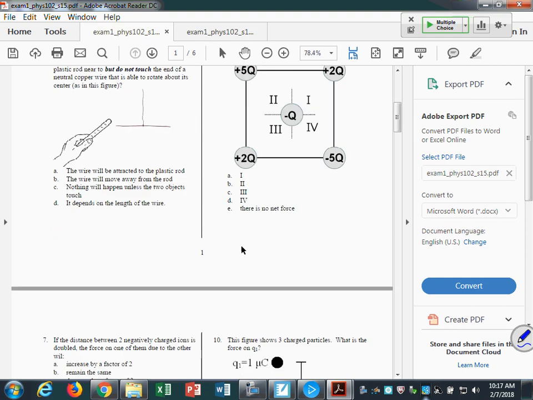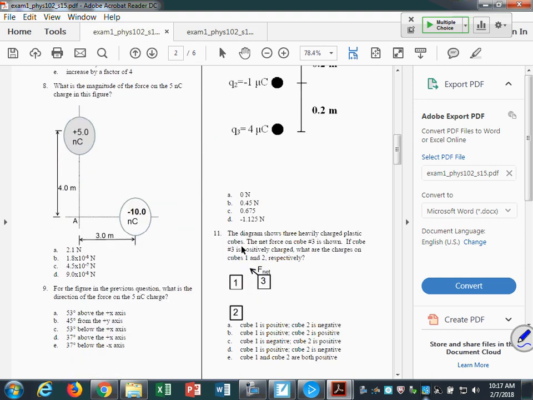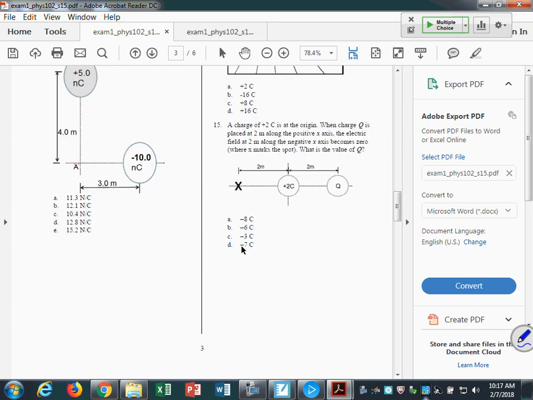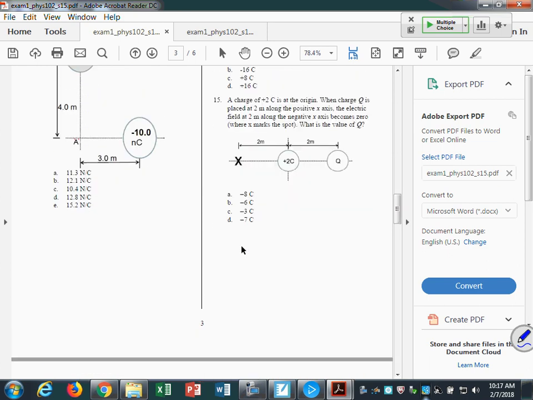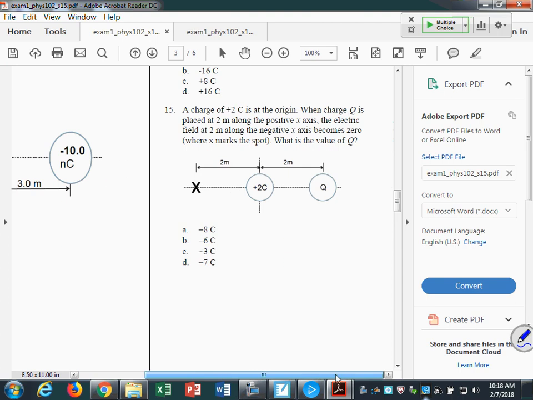This is a tough one. Where is it? Number 15. I'm not saying that you're going to have one like 15, but it's a good indicator of whether you understand what's going on. This is spring 15. You don't have it in your book. Here I want to know what is the charge Q so that the electric field over here is 0. Y'all know how you go about that?